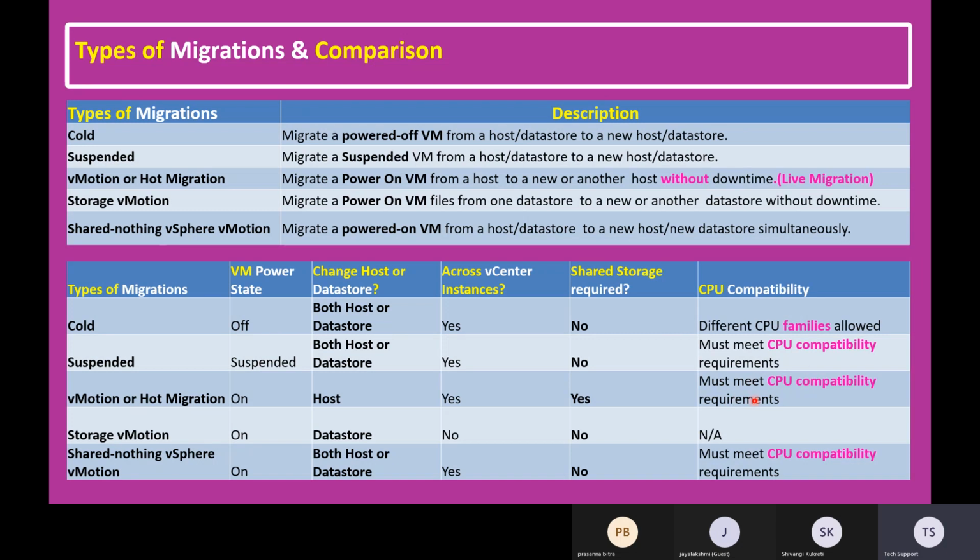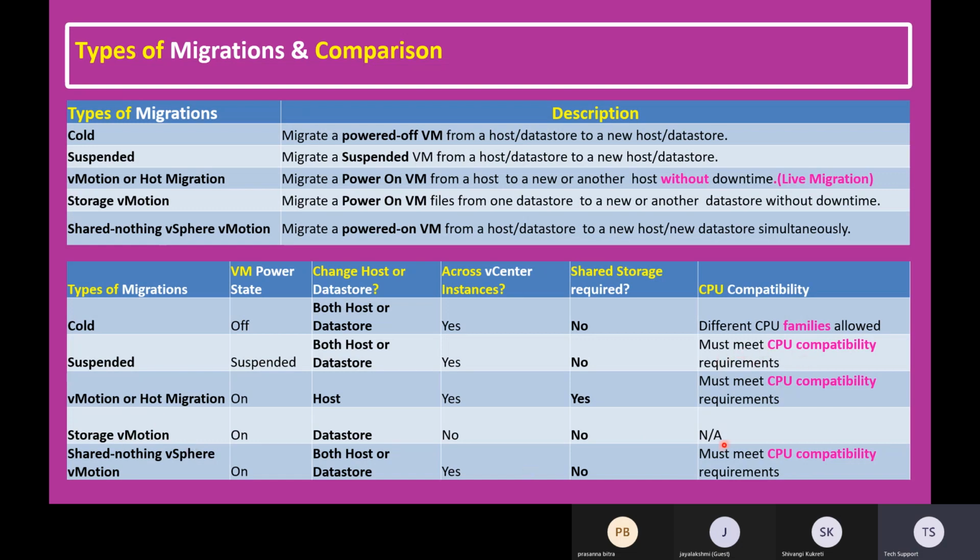So the CPU compatibility requirement is that both the ESXi host source and destination must run the same CPU family. If your destination is a different CPU family like AMD, hot migration is not possible. So in that scenario, we need to power off the VM and migrate. Okay. And suspended migration is also the same, it must meet the CPU compatibility requirements.